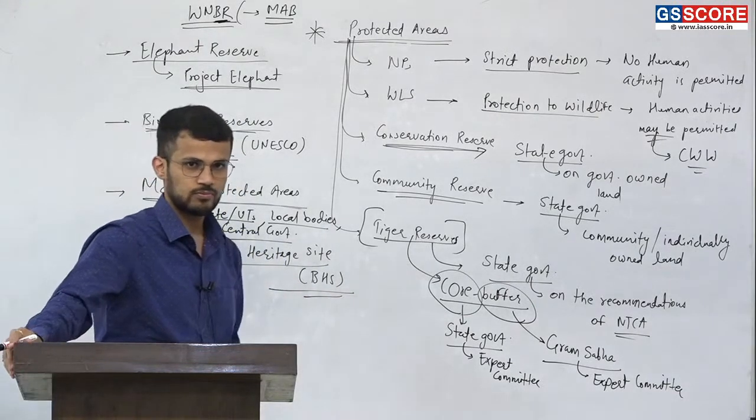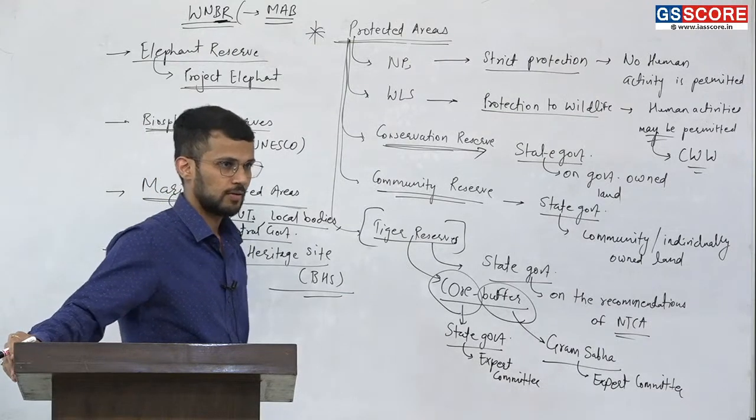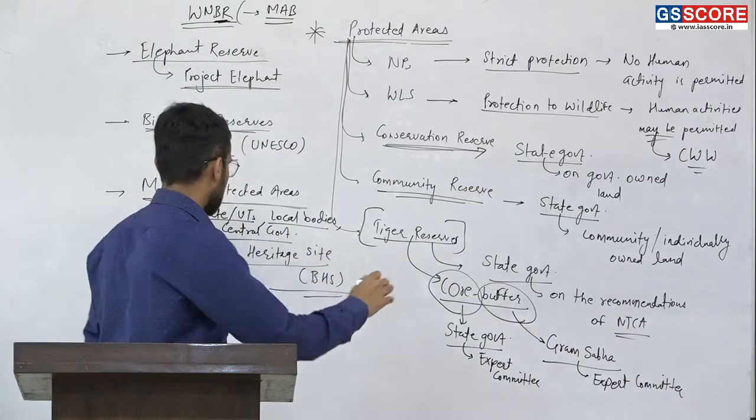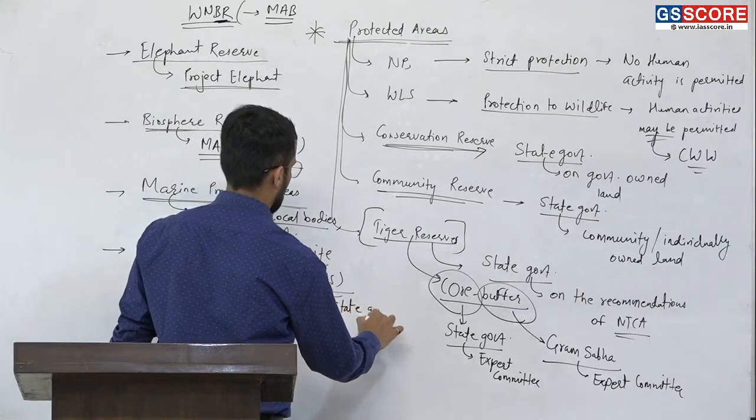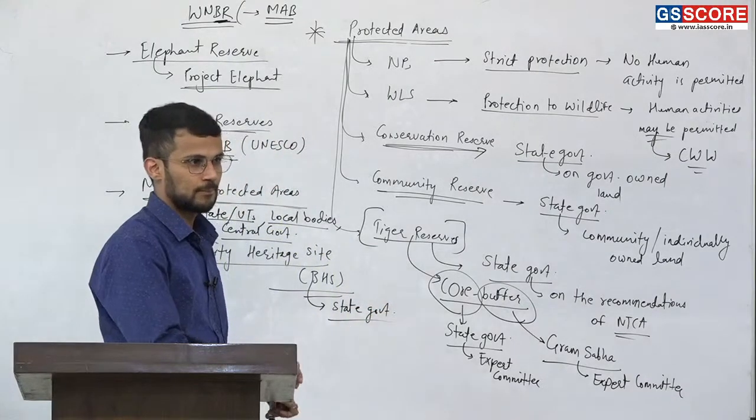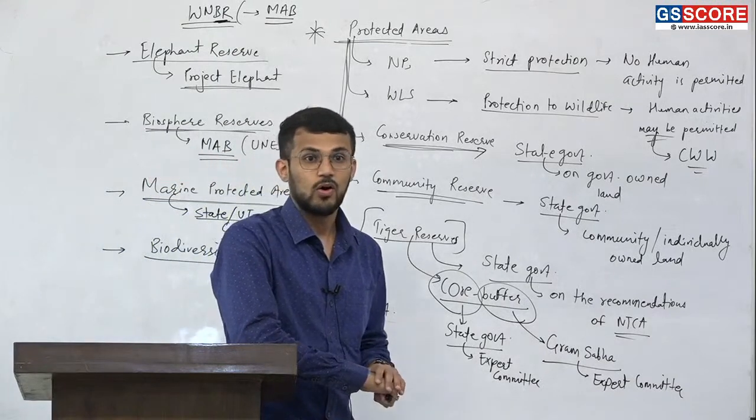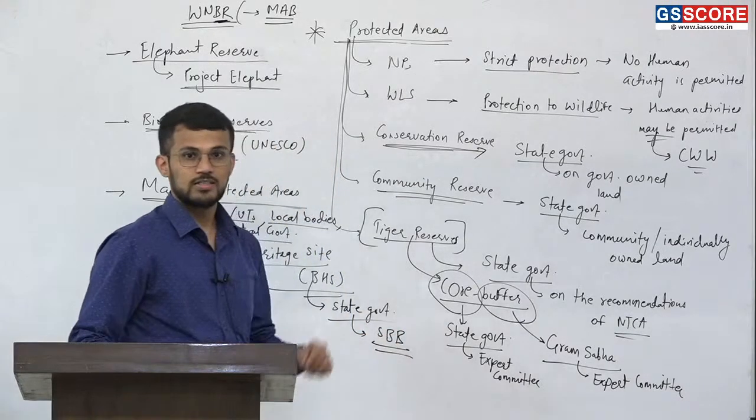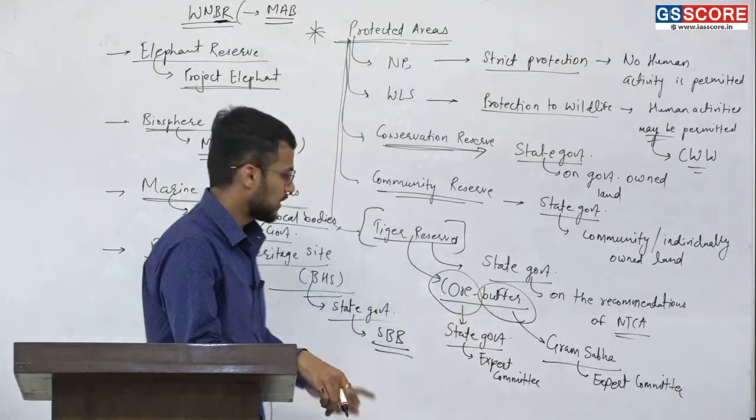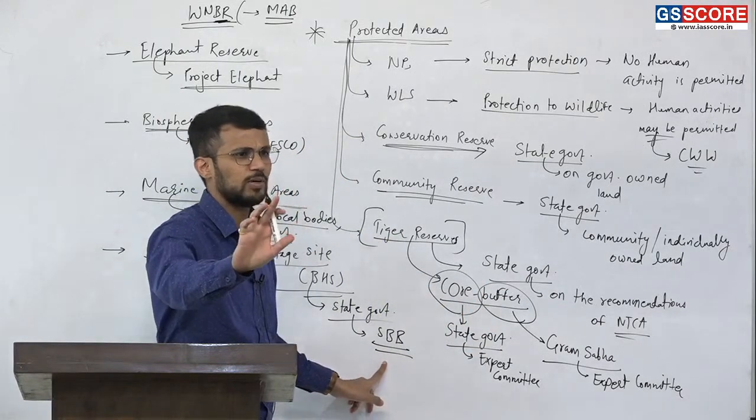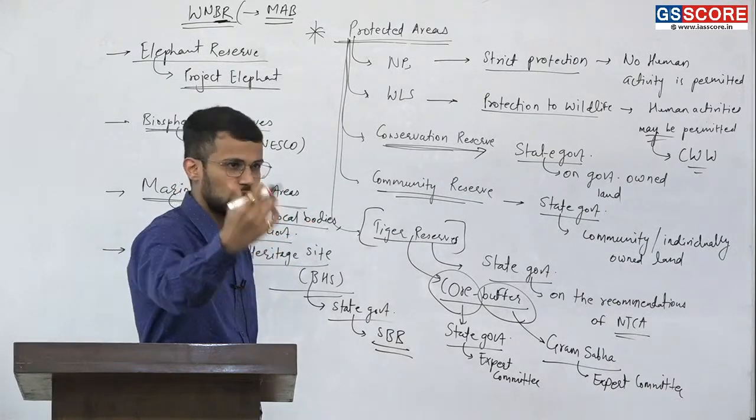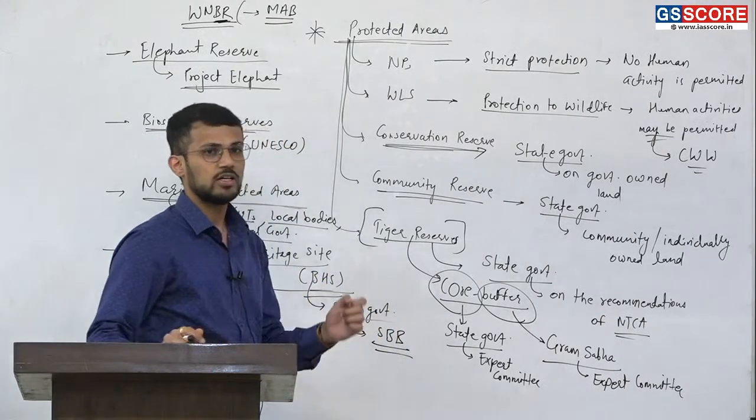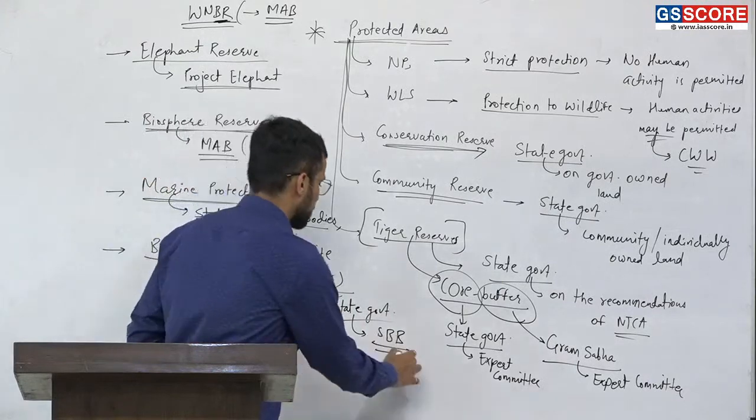Right? And then we have biodiversity heritage sites, BHS. Have you heard about this? Biodiversity heritage sites are created by state governments on the recommendation of the SBB, State Biodiversity Board. On the advice of the State Biodiversity Board, state governments create biodiversity heritage sites. Fine. And what is the SBB, State Biodiversity Board?